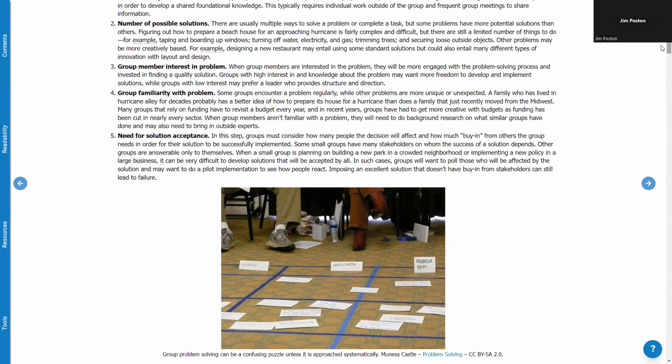Many groups that rely on funding have to revisit a budget every year. And in recent years, groups have had to get more creative with budgets as funding has been cut in nearly every sector. When group members aren't familiar with a problem, they will need to do background research on what similar groups have done and may also need to bring in outside experts.